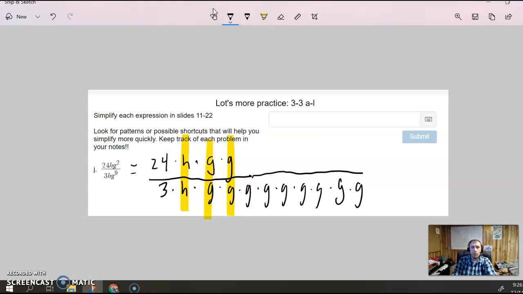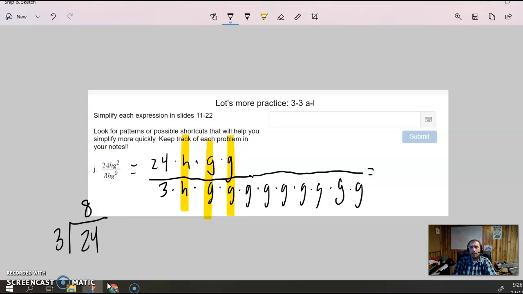Here I have 24 over 3. What is 24 divided by 3? 24 divided by 3 is 8. So where do you think that should go? 24 divided by 3 is 8. Should that be a numerator? Should that be a denominator?